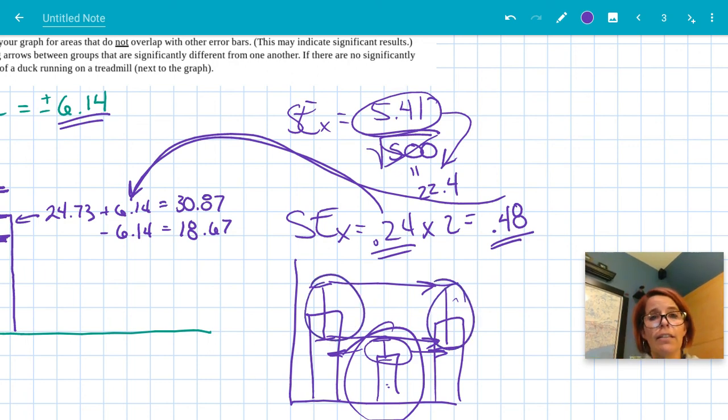It's significantly different. So that's what we're looking for: are we finding any significant data? And depending on what's going on, you may or may not find significant data. We'll take a look at that data once you're done with the lab, and then we'll talk about what the meaning is of your data.